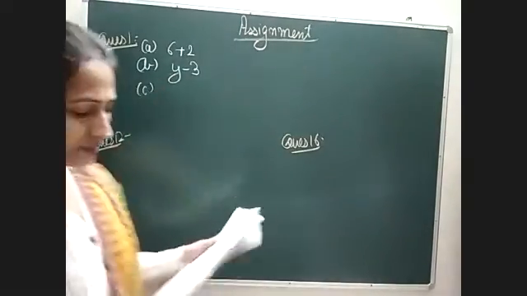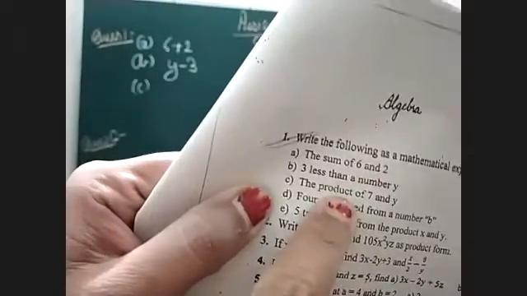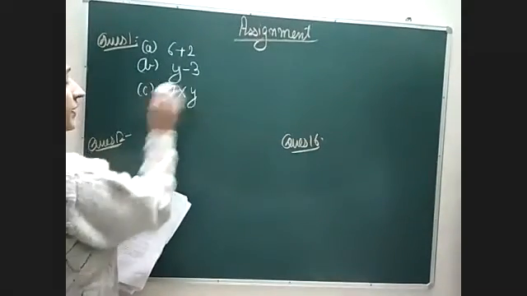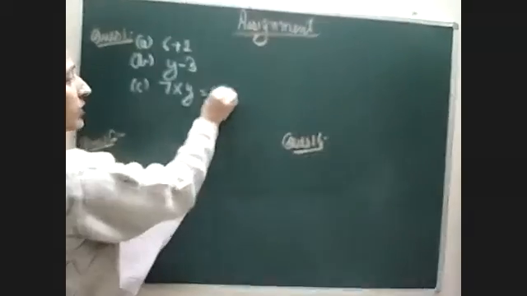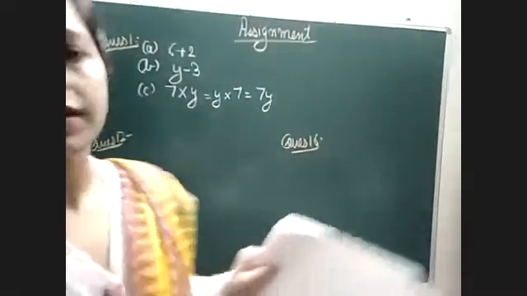Then is part C, and that is the product of 7 and y. Product means multiplication sign, and then you will be writing 7 and y. Multiplication sign with 7 and y. So it is 7 cross y, or you can write y cross 7, or you can write 7y. All three answers are right.